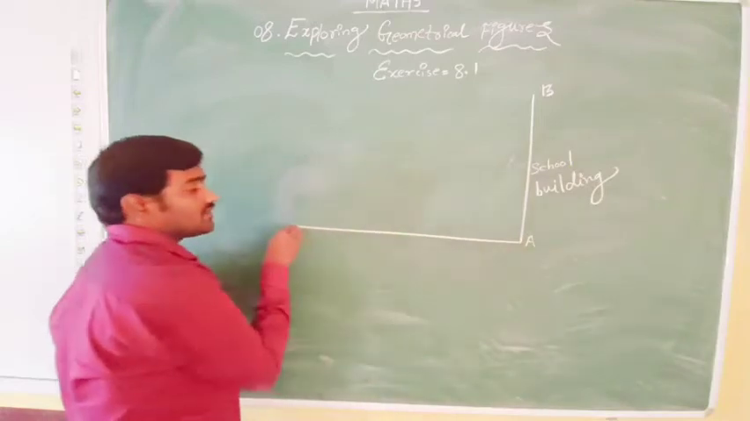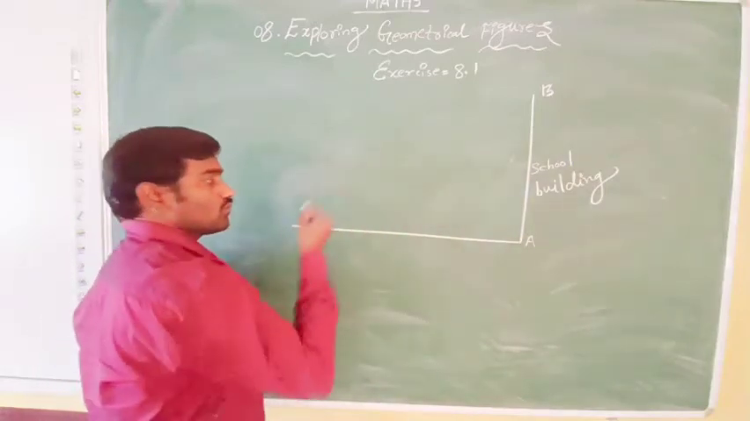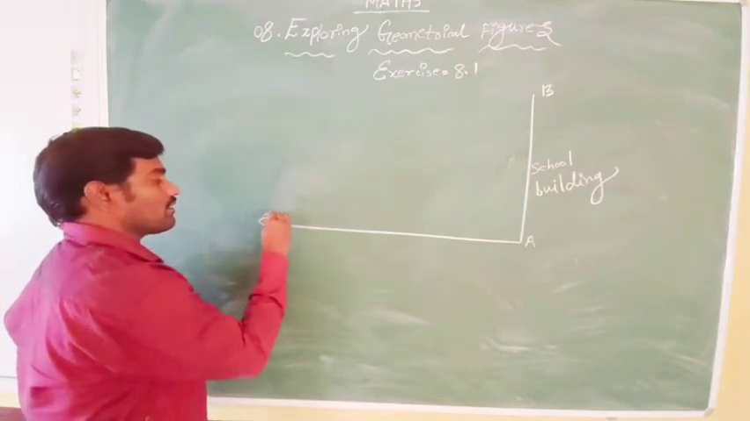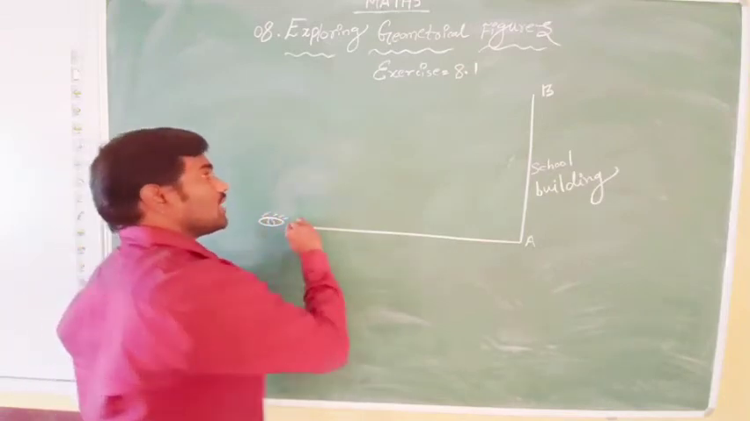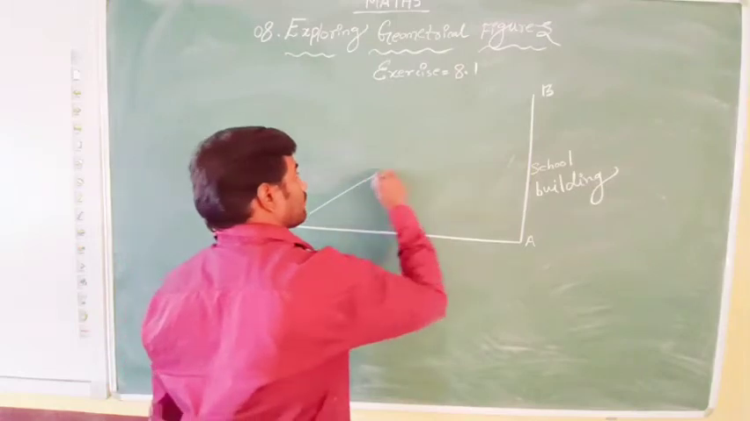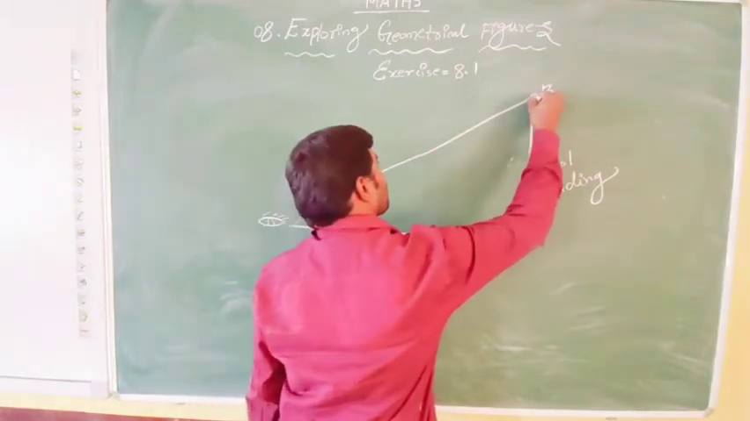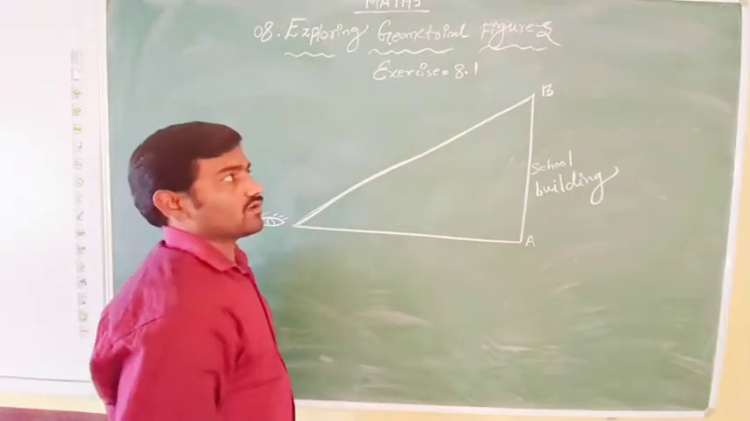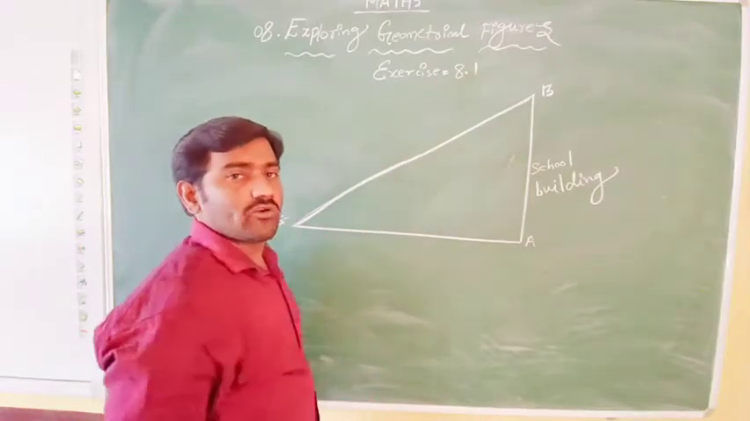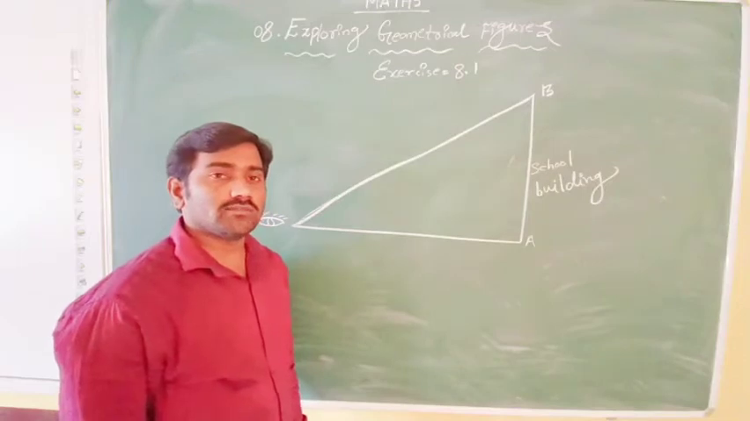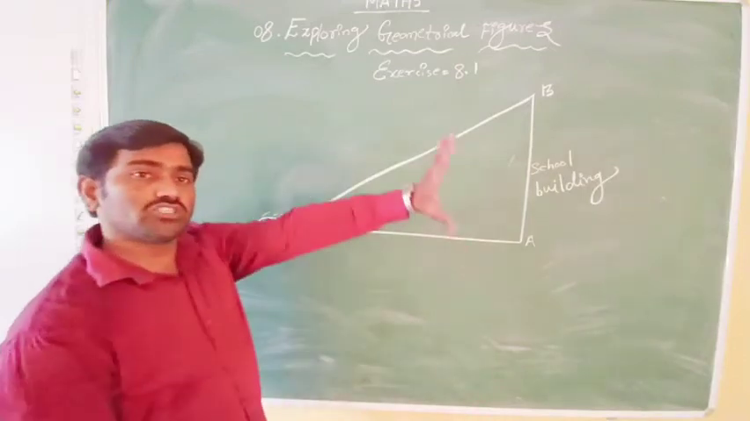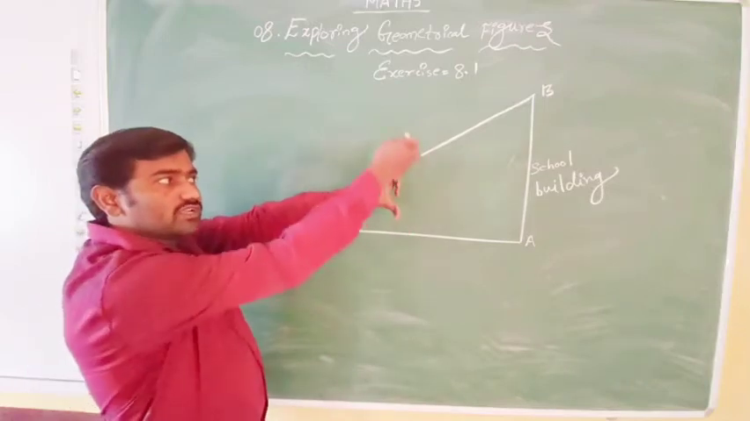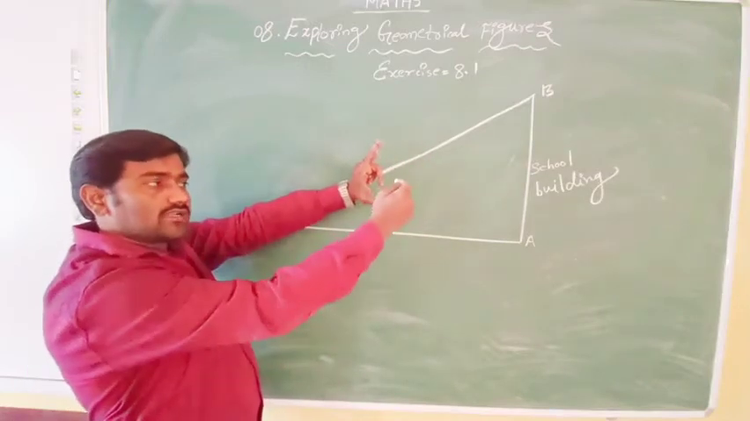You are starting at some distance from the school building and you will be observing the height of the school building. The top of the school building you are observing. How will you be observing it? There will be some rules. So you stretch your hand. You hold something in your hand and observe.